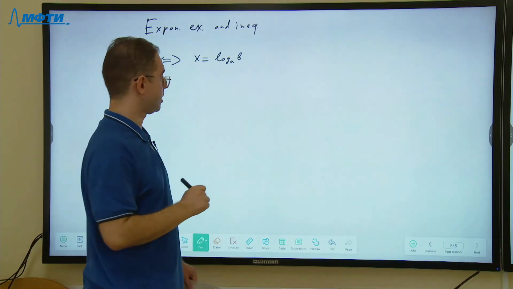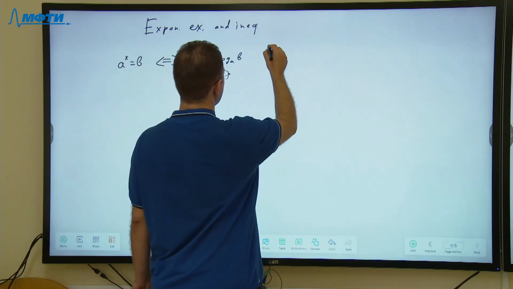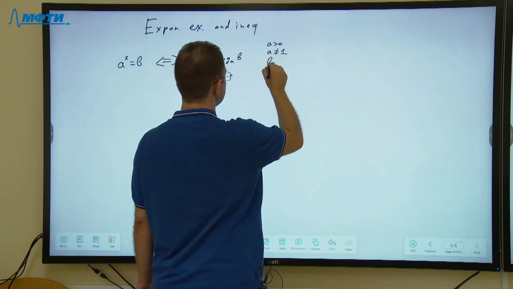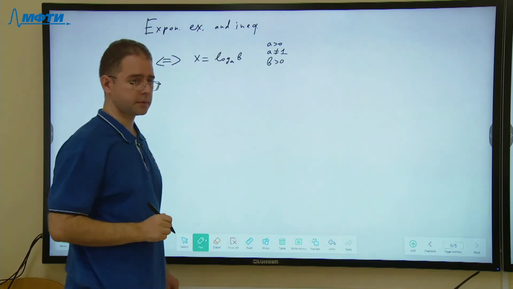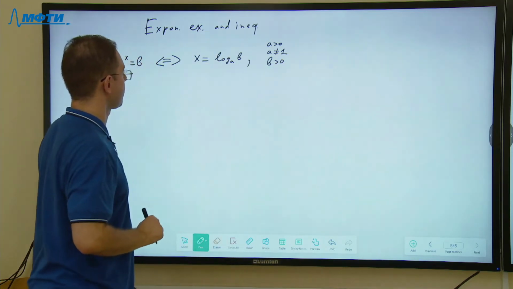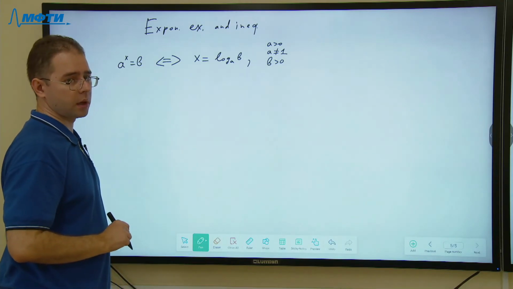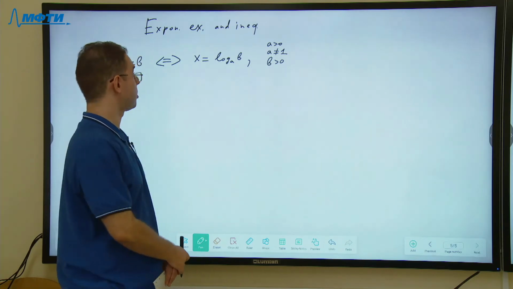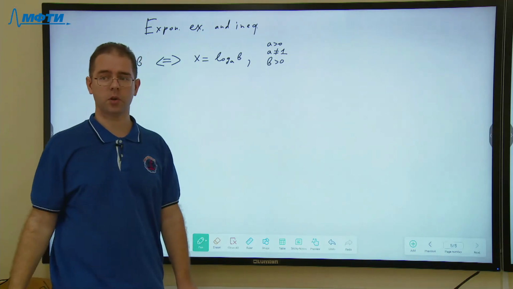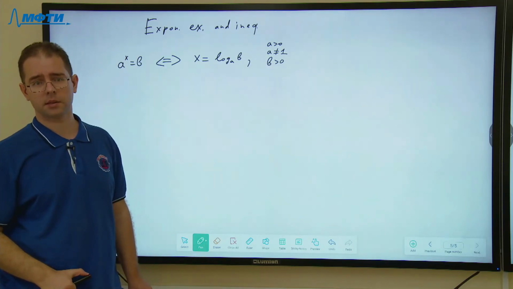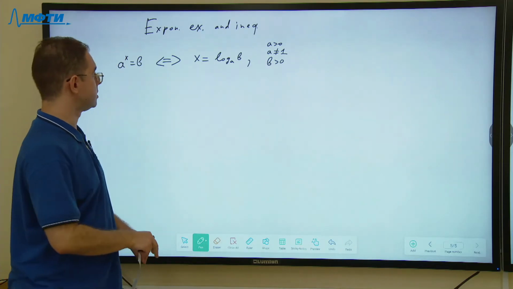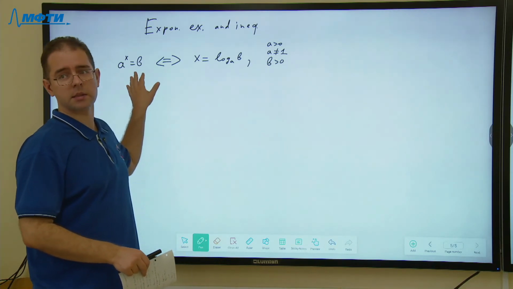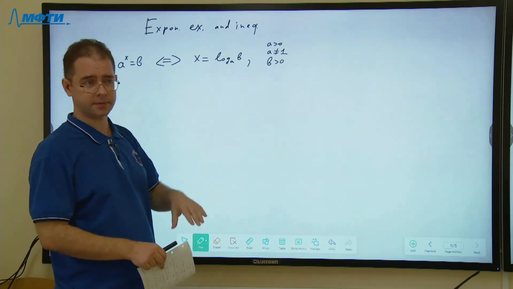And I will repeat those conditions. I will demand that a is positive, a is not 1, and b is positive. So once again, if you have any equation with those kinds of expressions, something power x or something power something, you just do some simplifications until you get to this simple equation and then write down this answer.